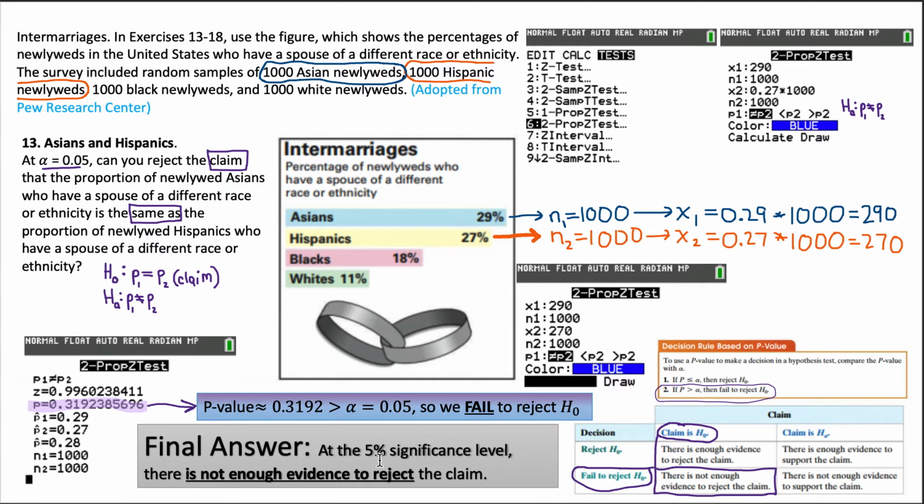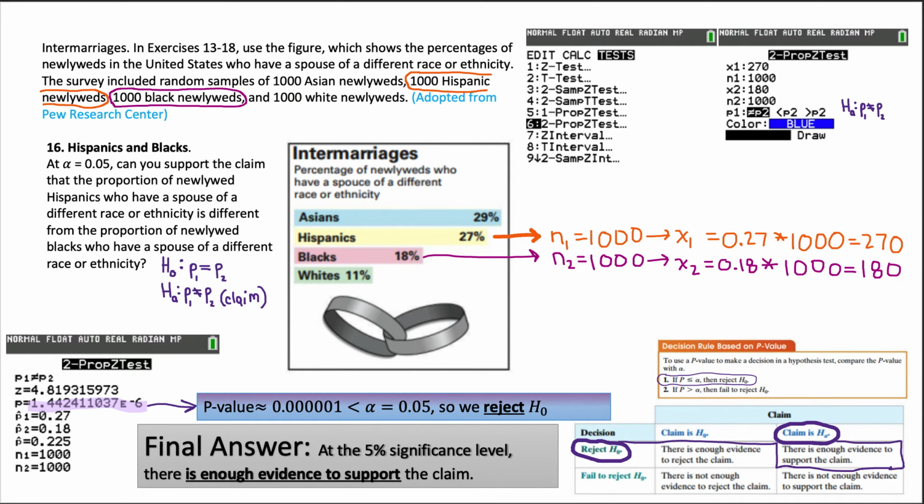Okay, so at the 5% significance level, there is not enough evidence to reject the claim. So this is your final answer. Yes, you have to do all of this to get to the final answer. You can also do this using your test statistic, but it's not really necessary because the calculator will give you the p-value, and your problem does not require you to use the test statistic. So the p-value is totally fine for this one. Alrighty?